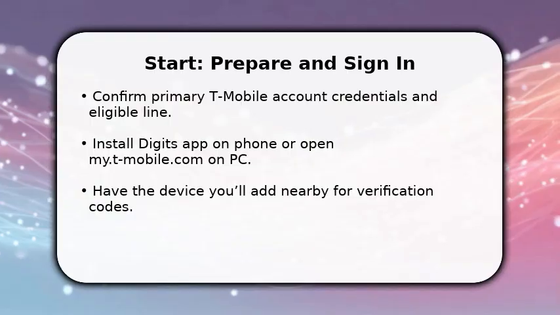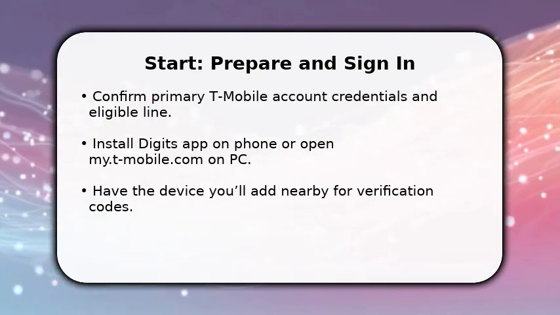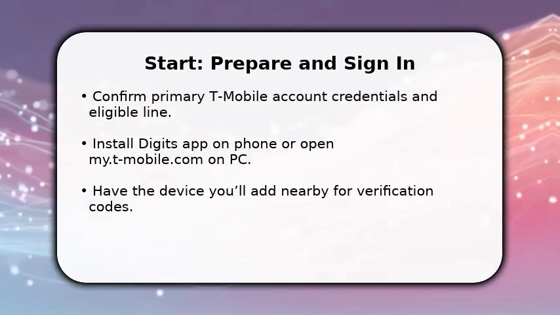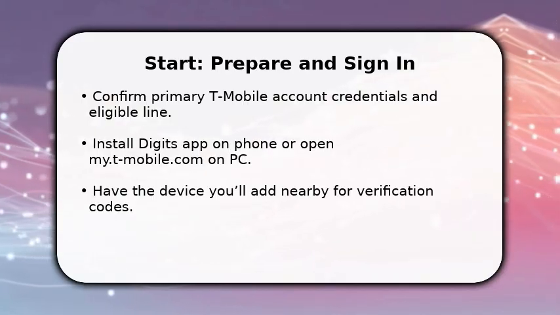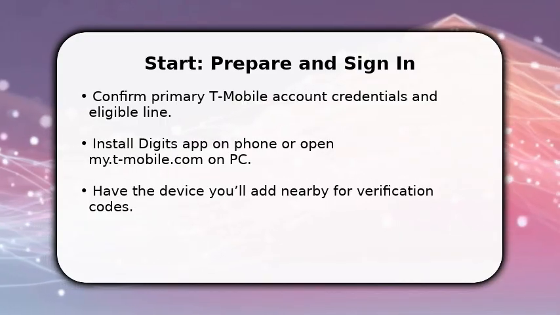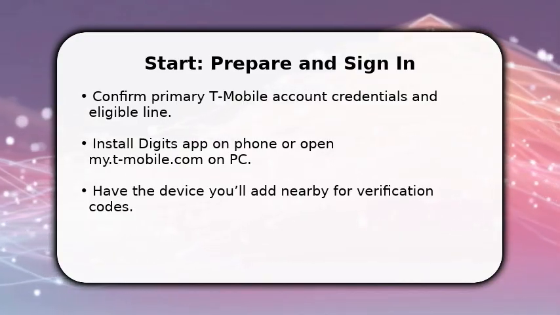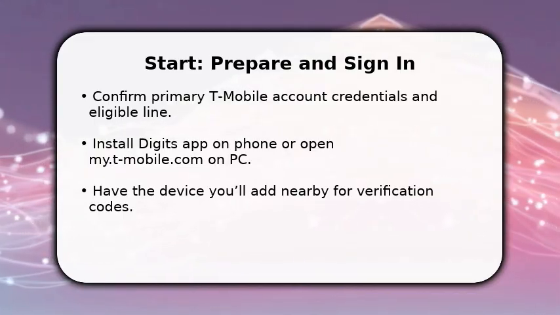Enjoy the video. You begin by confirming your T-Mobile account and the line that will host Digits. Once done, sign into the Digits app or My T-Mobile.com with those credentials. Make sure the device you want to add is nearby so you can receive a verification code. This step links the number to that device. You're not just logging in, you're authorizing a new endpoint.